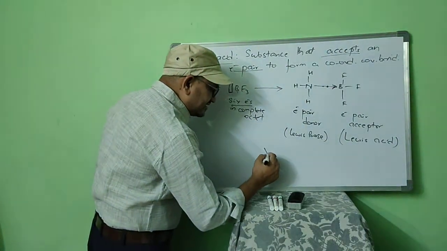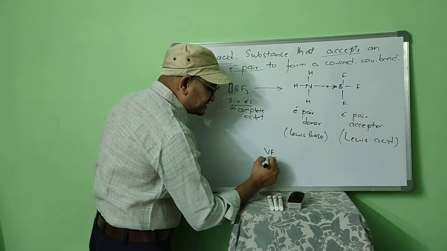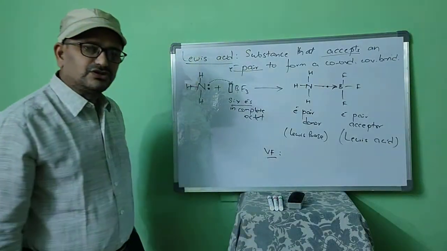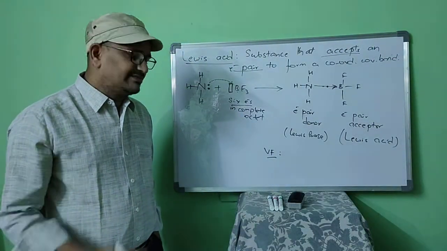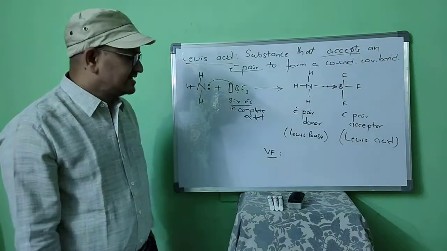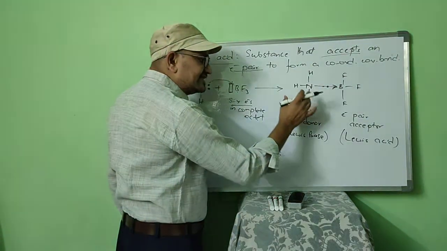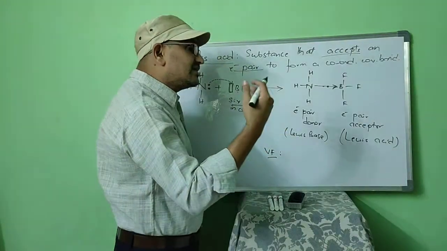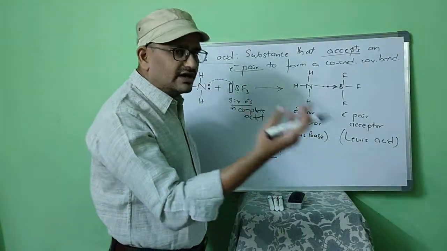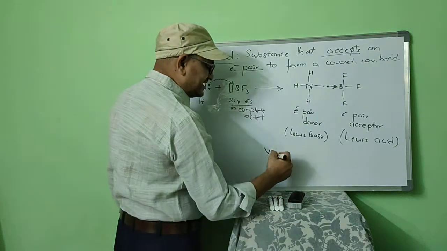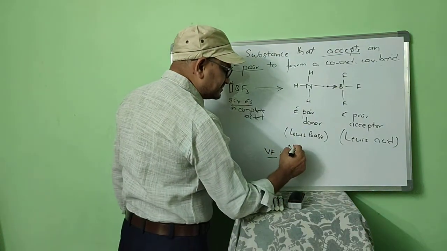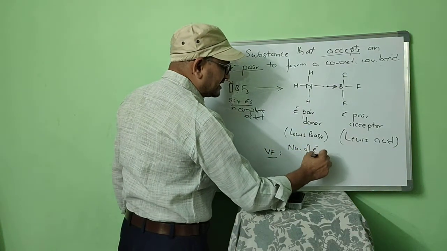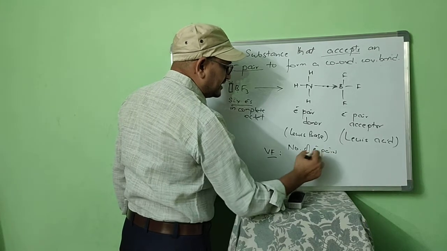Now, when it comes to the concept of valency factor, in the previous classes we discussed this, right? Here, for these types of acids and bases, valency factor is nothing but the number of electron pairs given out or accepted. If it is a Lewis base, valency factor is nothing but the number of electron pairs donated.